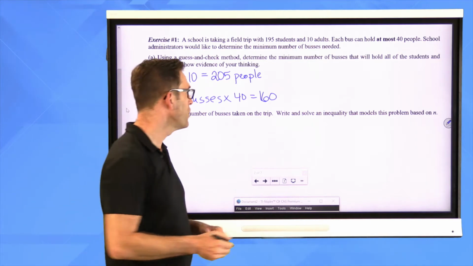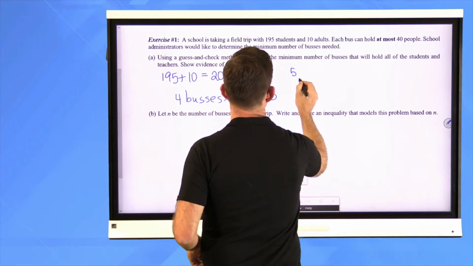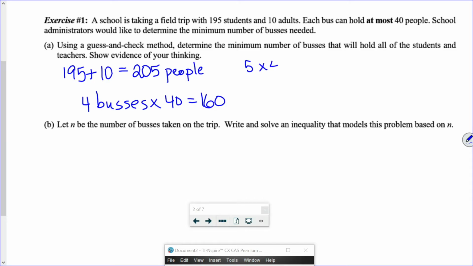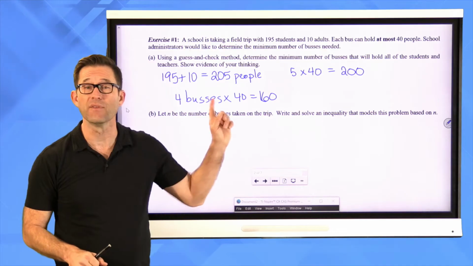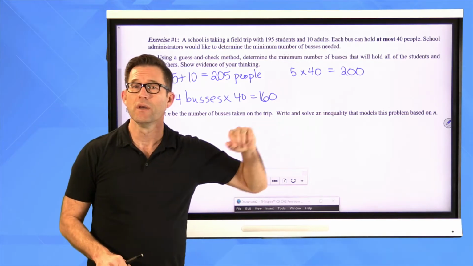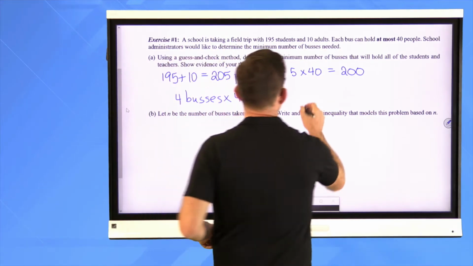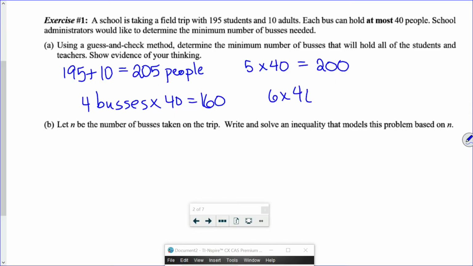All right, let's go with 5, right? If I go with 5 buses times 40 people, that's going to be 200. And that is still obviously not big enough, right? We can't leave the adults behind. It comes close, but it's not quite there, right? So it should be 6. 6 times 40 gives me 240, right? And that gets the job done. That 240 is greater than 205, so it looks like I'll need 6 buses.